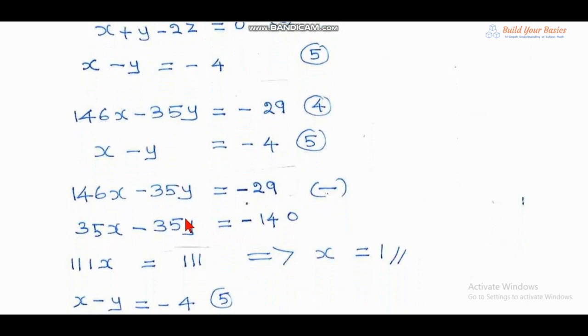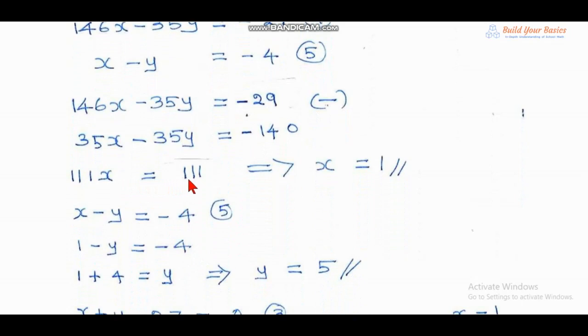Now on subtraction, 146x minus 35x, that is 111x. y gets cancelled. Minus 29 plus 140, that is 111. So x equal to 111 divided by 111, that is x equal to 1. We have the fifth equation, x minus y equal to minus 4. We know the x value, substitute 1 minus y equal to minus 4, that is 1 plus 4 equal to y, that is y equal to 5. x equal to 1, y equal to 5.